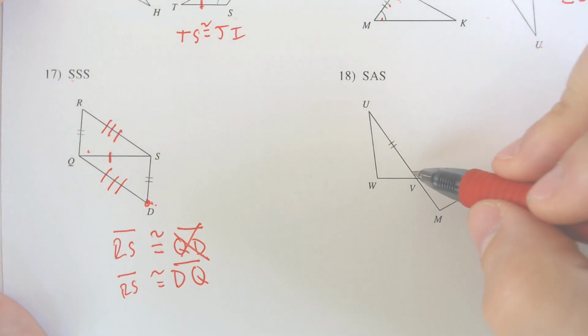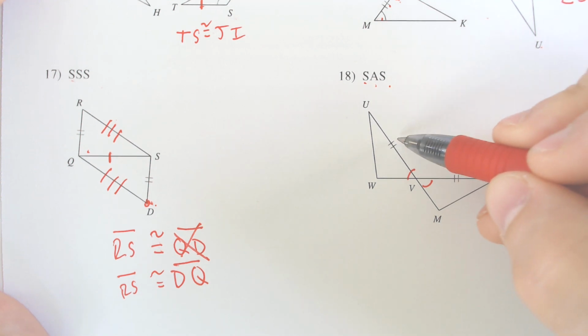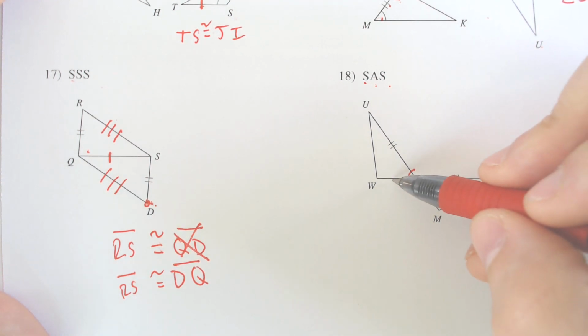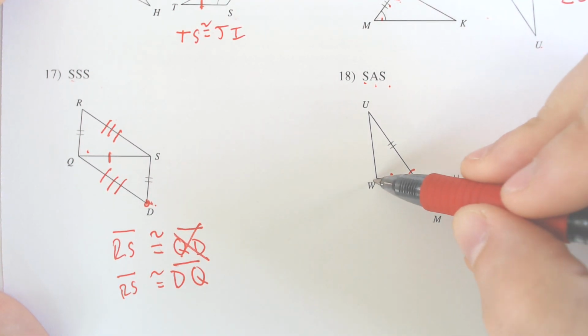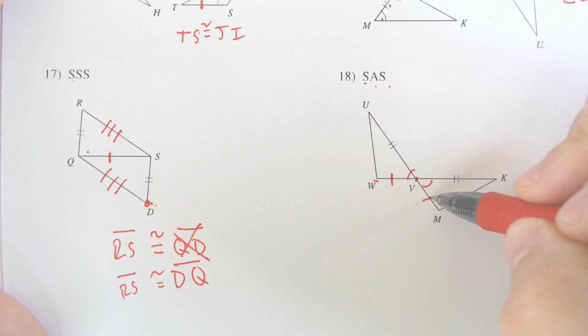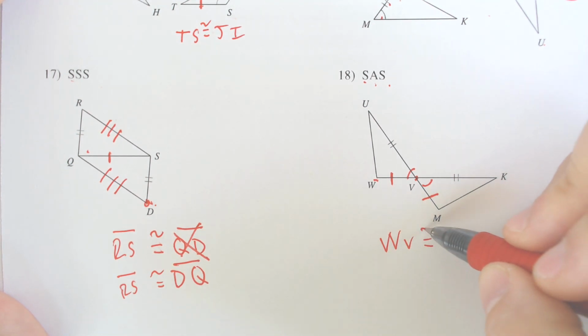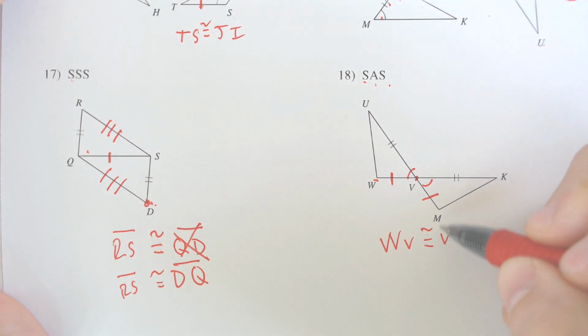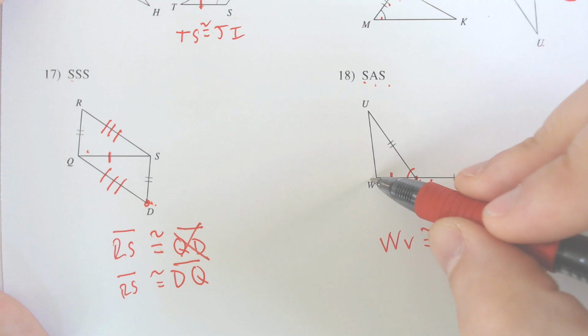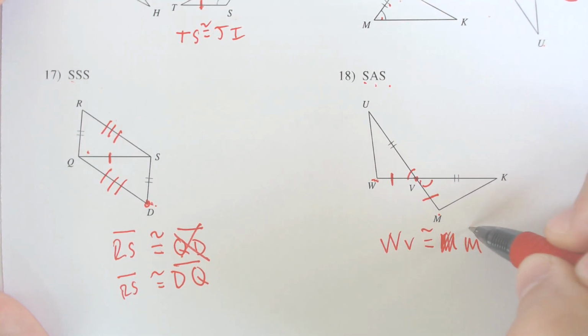And now we have our last one. We got our vertical angle. We're looking for side, angle, side. We have a side provided. We need the angle to be in between the two sides, which means it's going to be W to V, and from V to M. W to V must be congruent to V to M, or should it be M to V? We went from outside to inside. We need to go from outside, which is M, to inside.